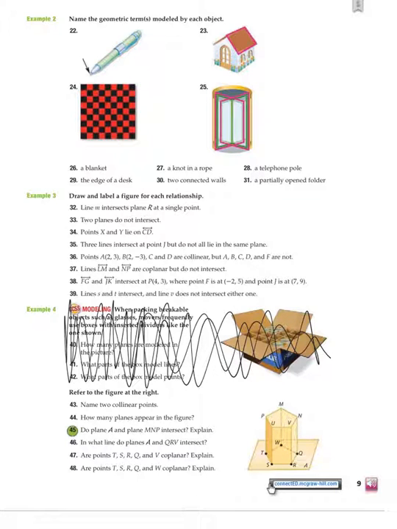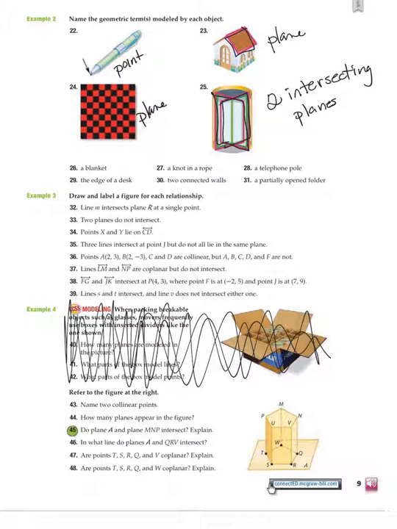If I want to know which geometric term is modeled here, we have a point, because it's just the tippy tip part. So they're outlining that side, so that's a plane, it's a flat surface. Here I have two intersecting planes. Do you see those? You've got one plane and the other plane. I'm not drawing them very clearly, but you've got two there. And the checkerboard, you've got a plane.